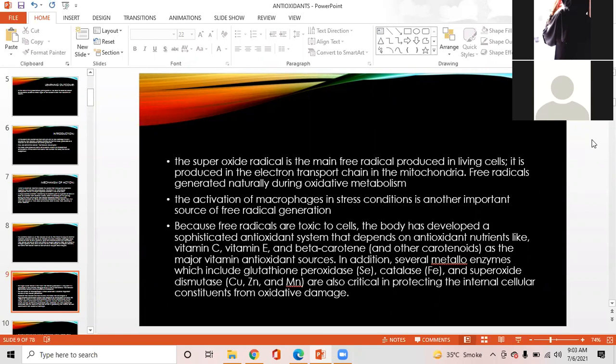Because free radicals are toxic to cells, the body has developed a sophisticated antioxidant system that depends on antioxidant nutrients like vitamin C, E, beta carotenes, and other carotenoids as the major vitamin antioxidant sources. In addition, several metalloenzymes, which include glutathione peroxidase (selenium), catalase (iron), and superoxide dismutase (copper, zinc, and manganese), are also critical in protecting the internal cellular constituents from oxidative damage.